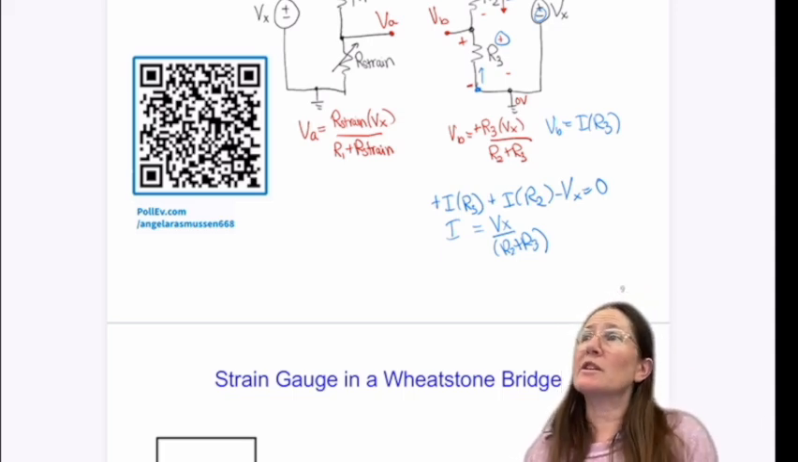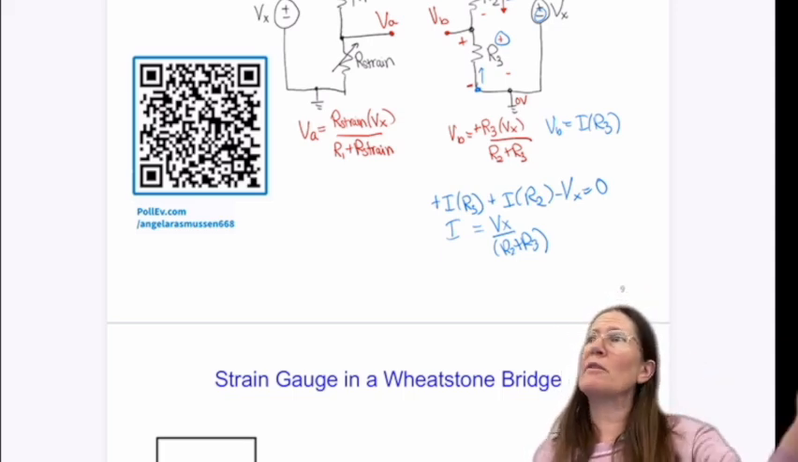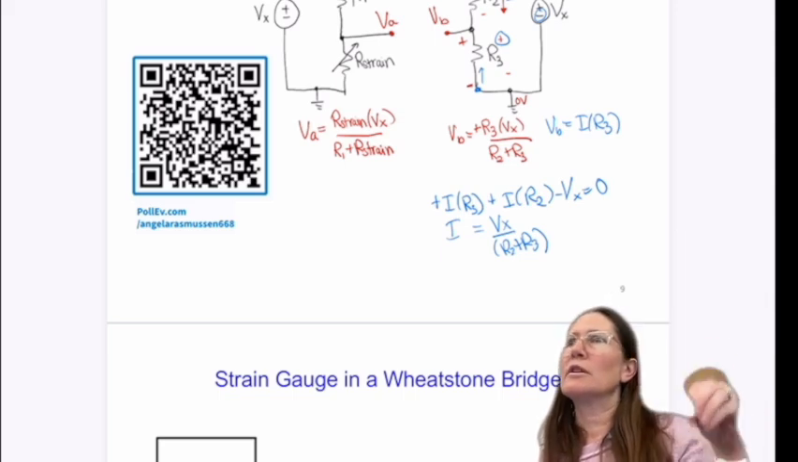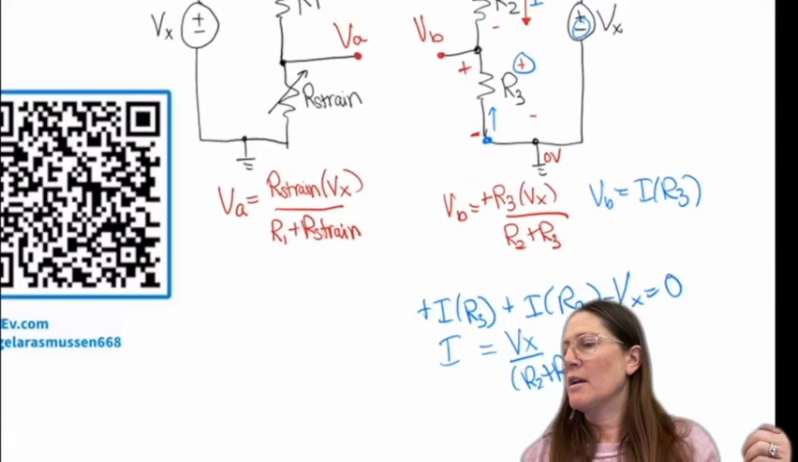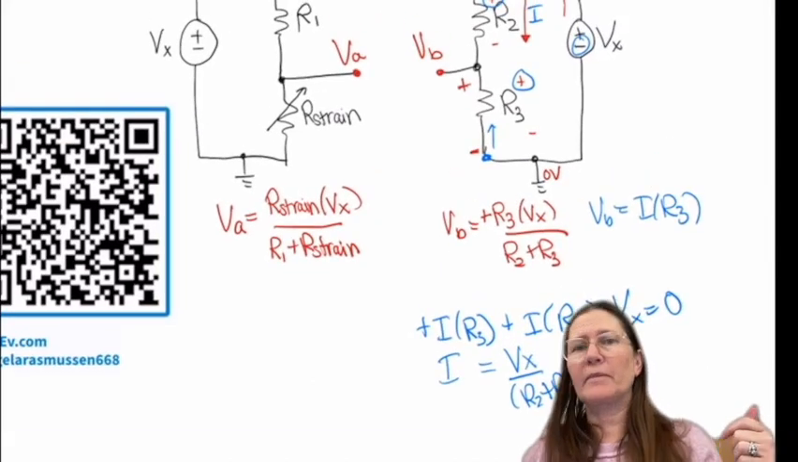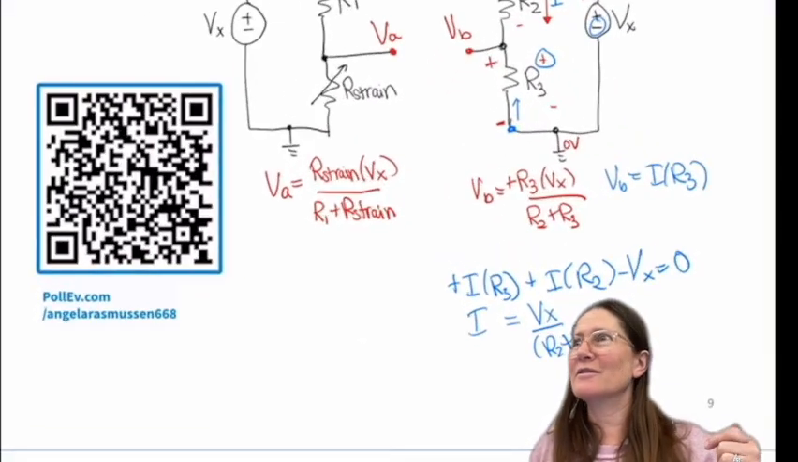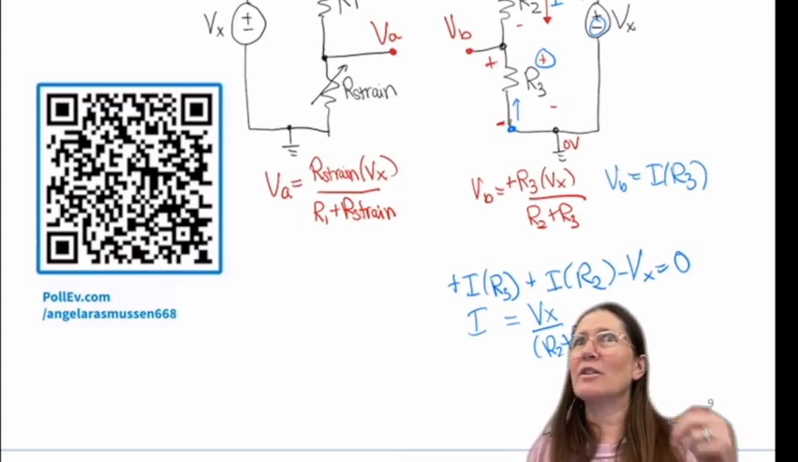So if I don't see that it's a voltage divider, I can still do my voltage loop around, solve for the unknown there, which would be I, and do it that way. Did that answer your question? Yes. Okay. Any other questions? Yes.